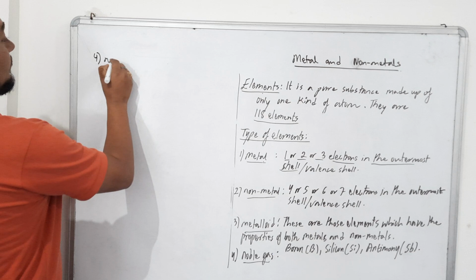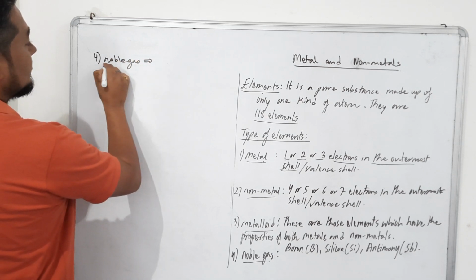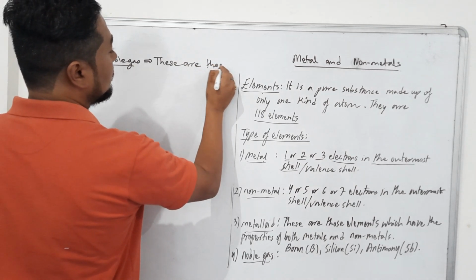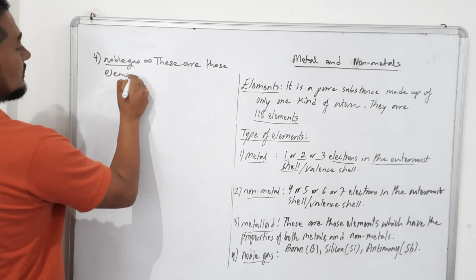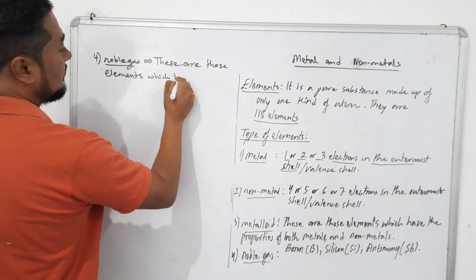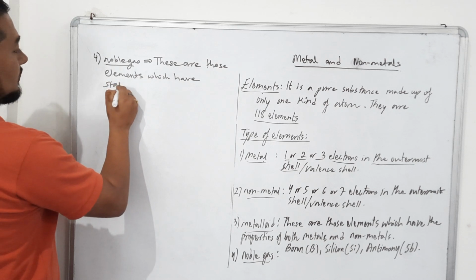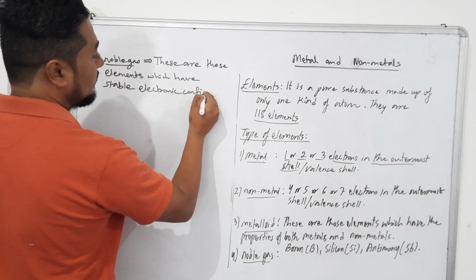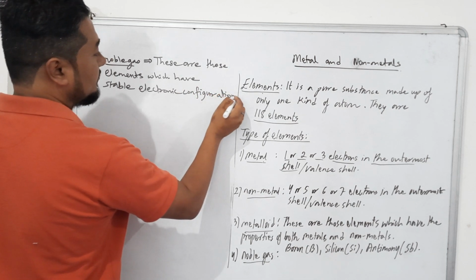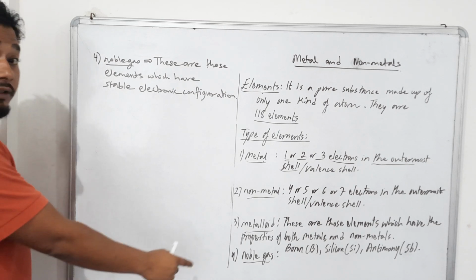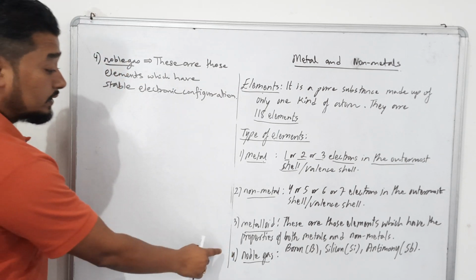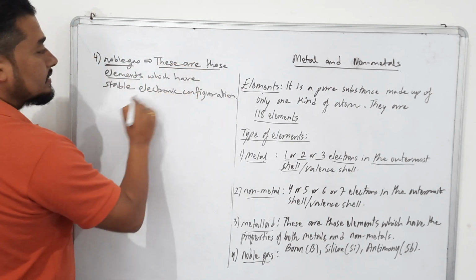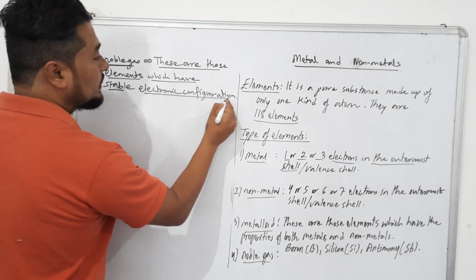So I am doing somewhere out here for noble gas, students. Noble gas. These are those elements which have stable electronic configuration. So the 4th type of element is metalloid and noble gas. How did we say it as noble gas? These are those elements which have stable electronic configuration.